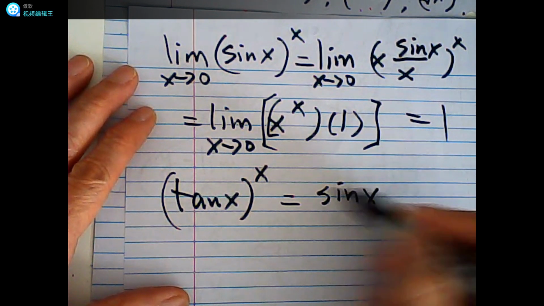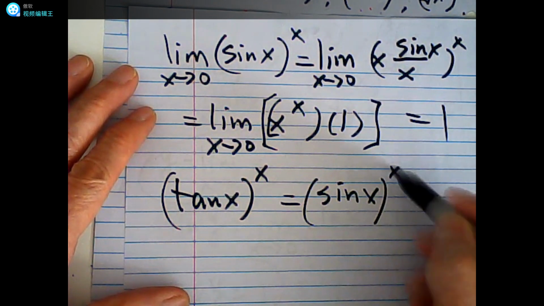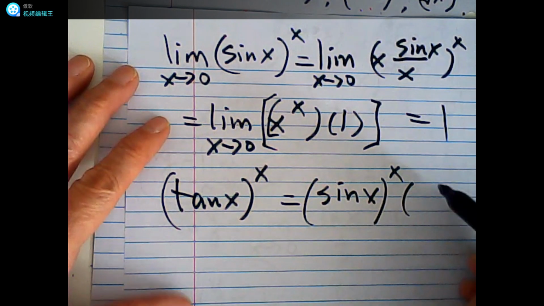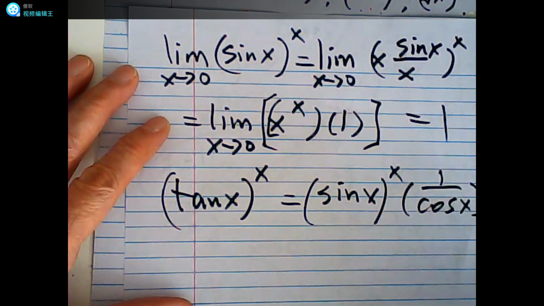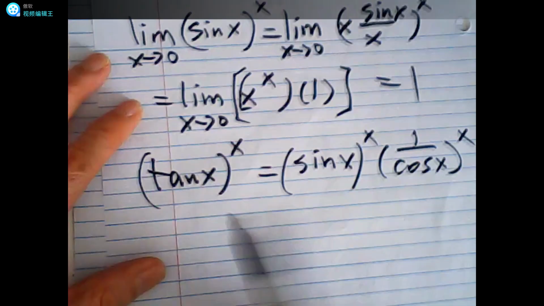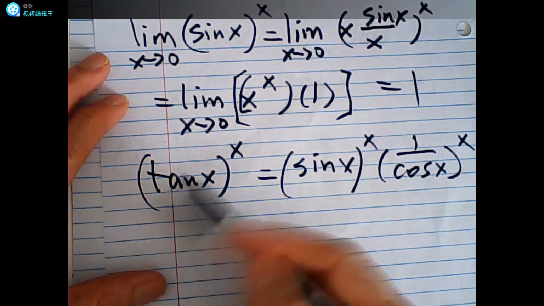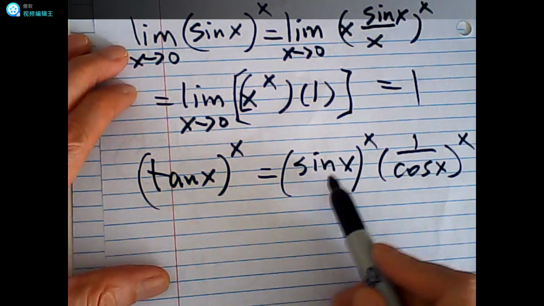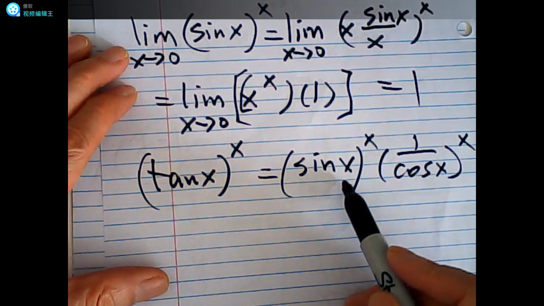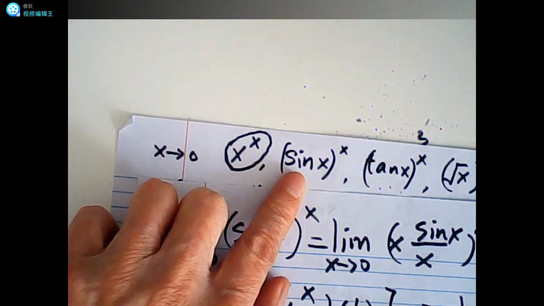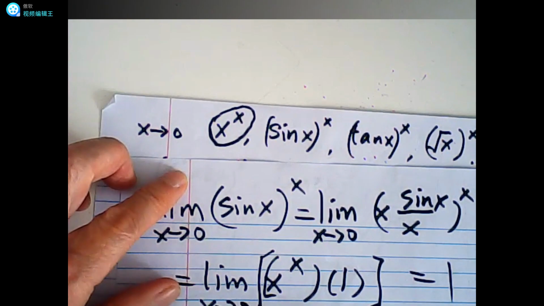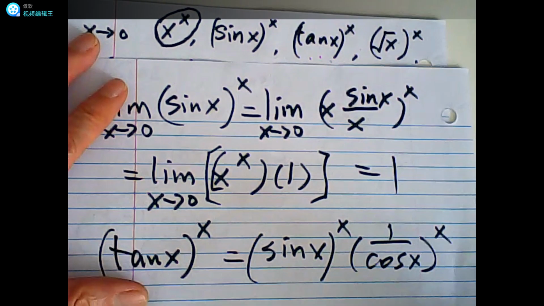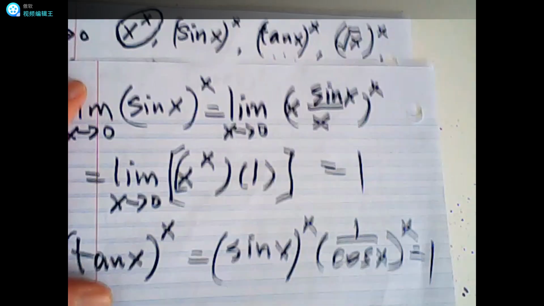Sine x to the x multiplied by 1 over cosine x to the power of x, right? Now, I omit writing the limit. Okay, this one, as I did in this way, I don't repeat. This is equal to 1. And this one is equal to 1. So the result is equal to 1.